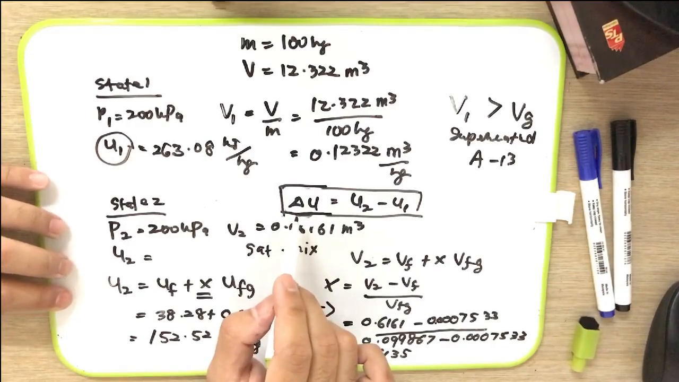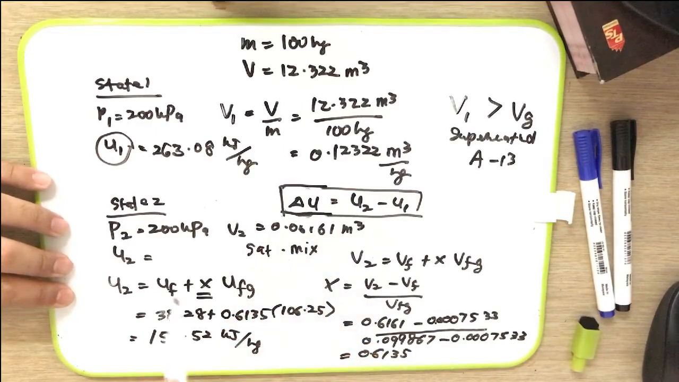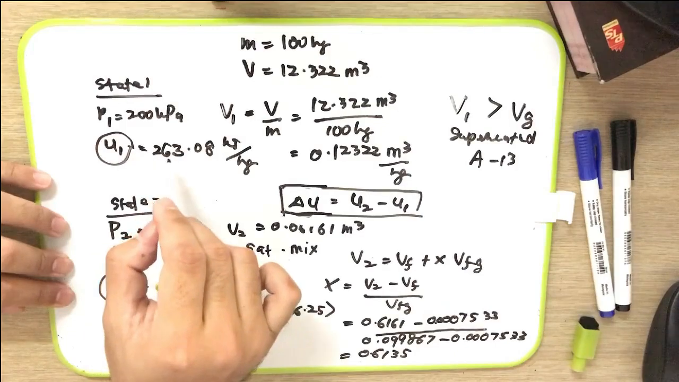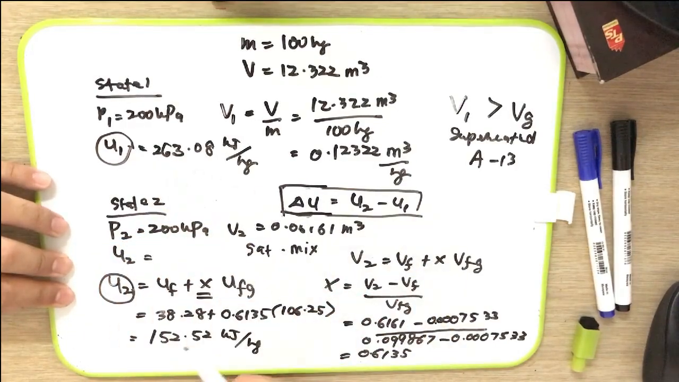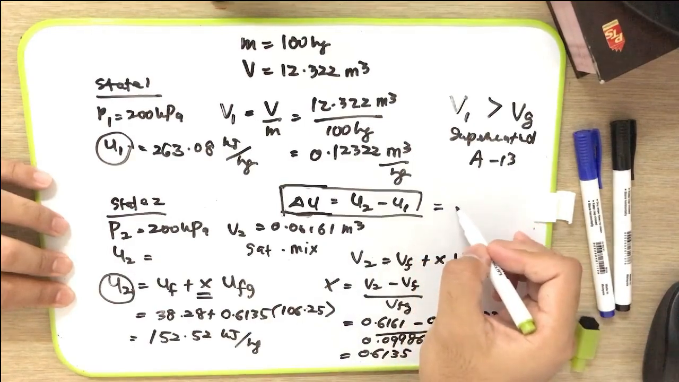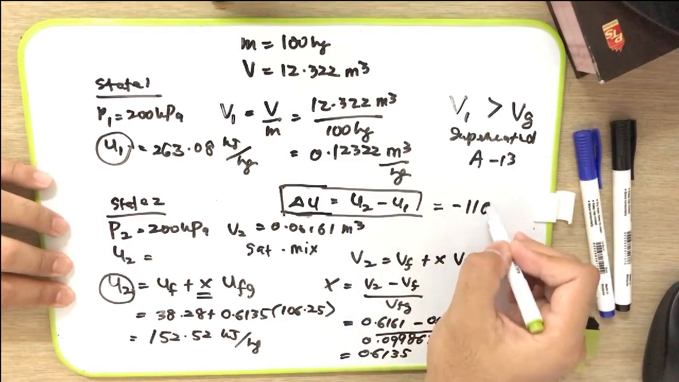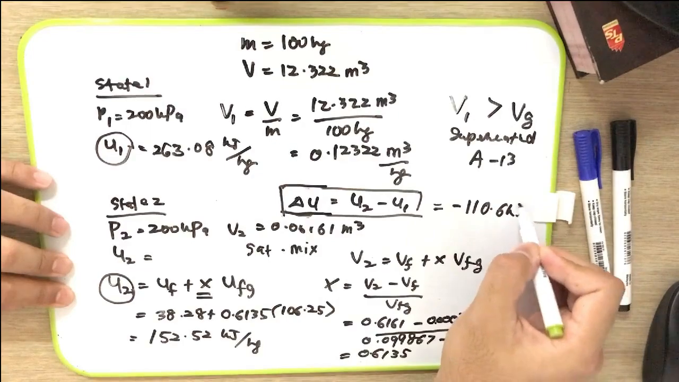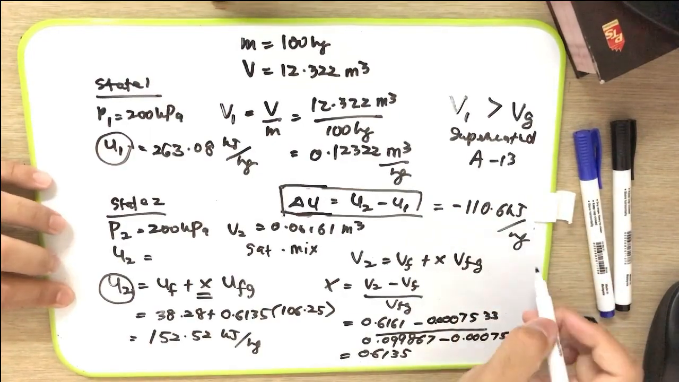So now we want to solve the change in total energy of the substance. We already have U1 and we already have U2. You just substitute U1 in here, U2 in here. So you solve, then you will get negative 110.6 kilojoule per kg.